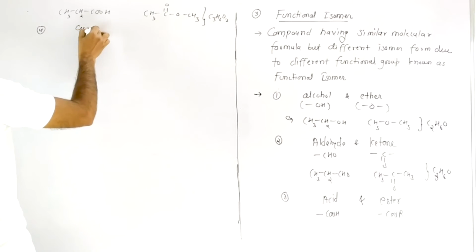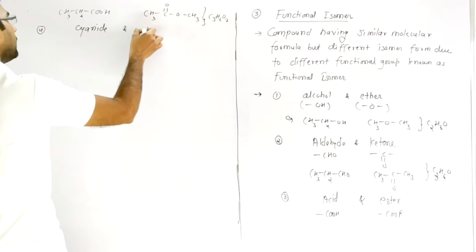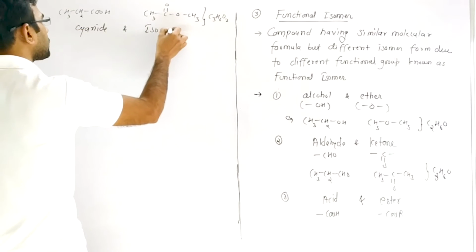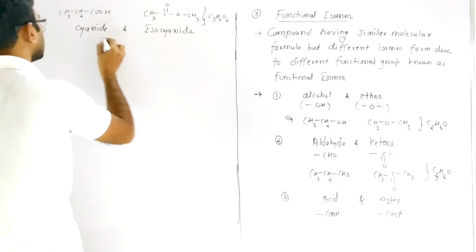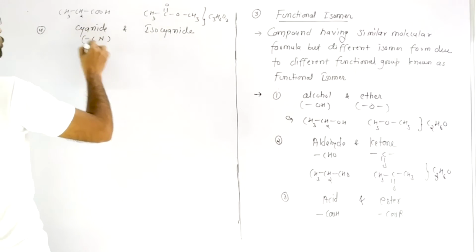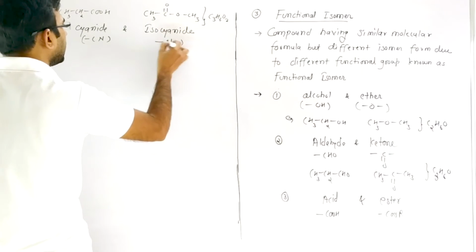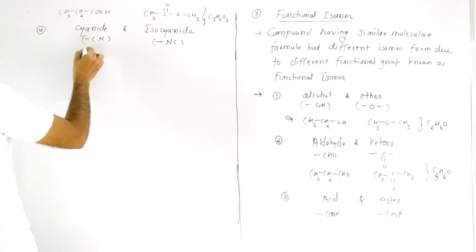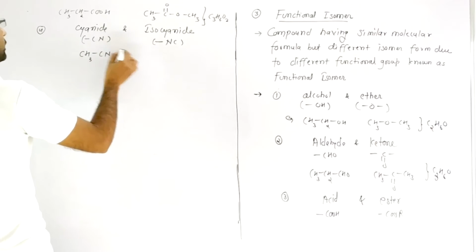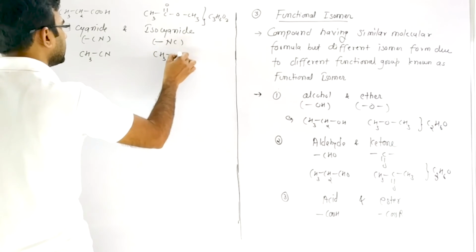Similarly, cyanide and isocyanide. In cyanide there is the CN functional group, while in isocyanide there is the NC functional group. We have the representation CH3CN. It is also represented by CH3NC.